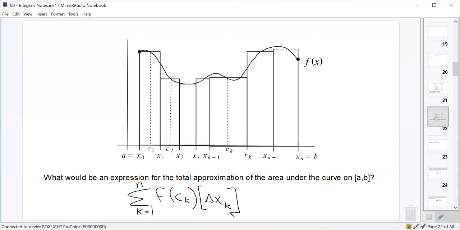And so this should be a summation, just like what we did last time with the summations of our numbers, to represent the total area underneath this curve, or at least a pretty decent approximation of that area.